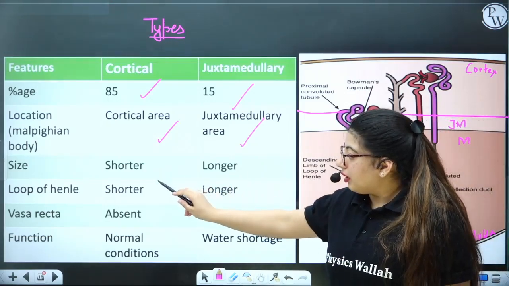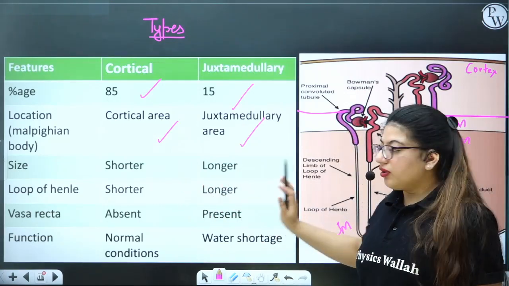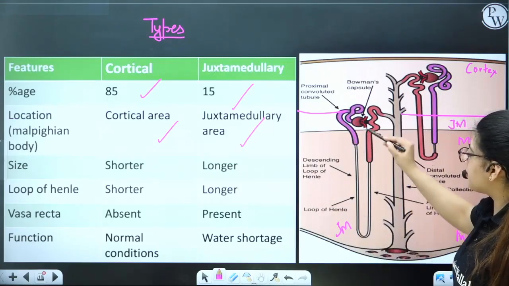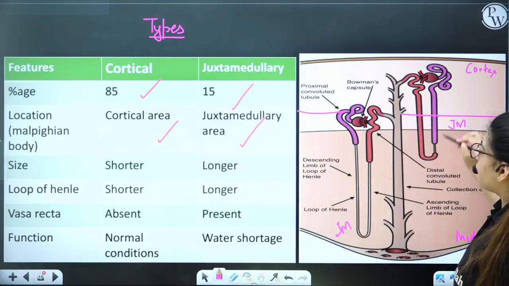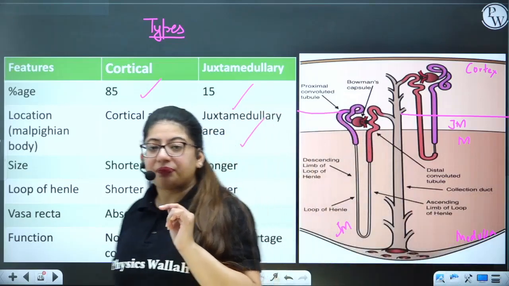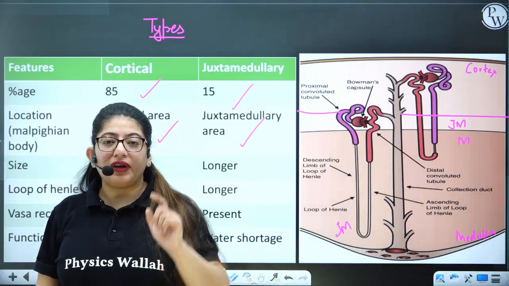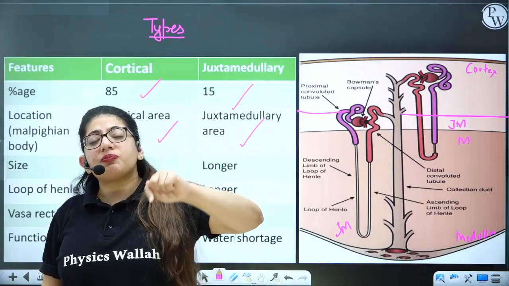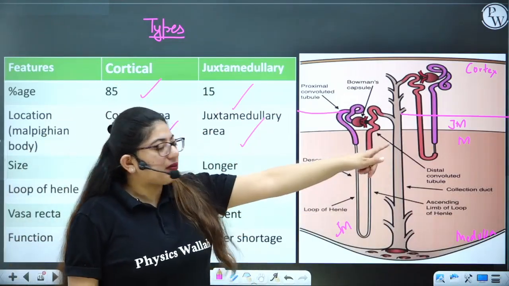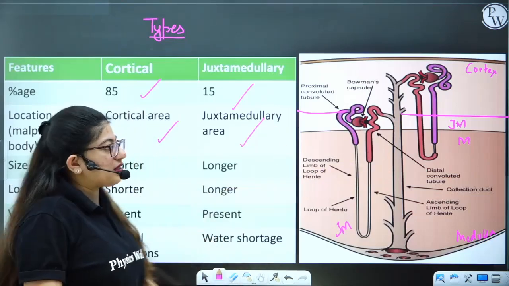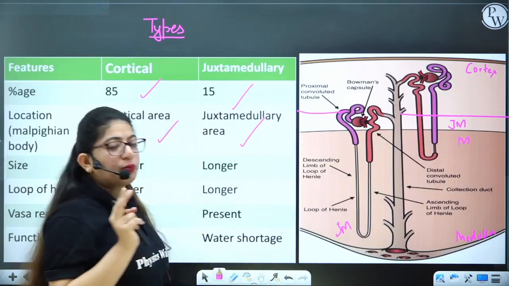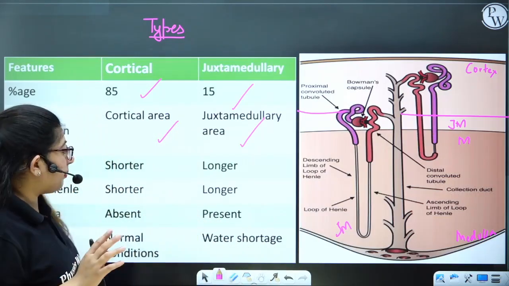Then their size is longer. What size makes it longer? The size of loop of Henle. Its loop of Henle is longer, its loop of Henle is shorter. And the blood vessel that runs parallel to the loop of Henle will also be there, right? So it has vasa recta, but there the vasa recta is not present. It will only be having peritubular capillaries, but here both peritubular capillaries and vasa recta will be present.